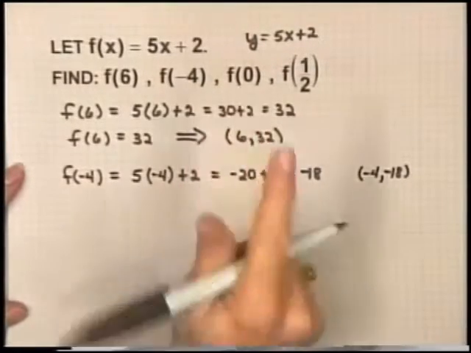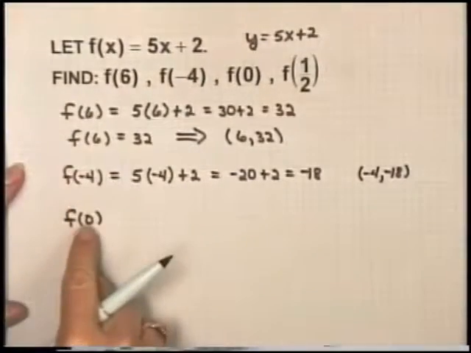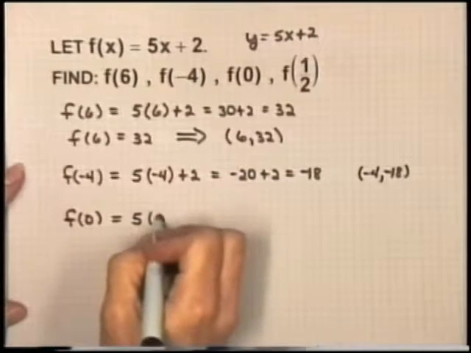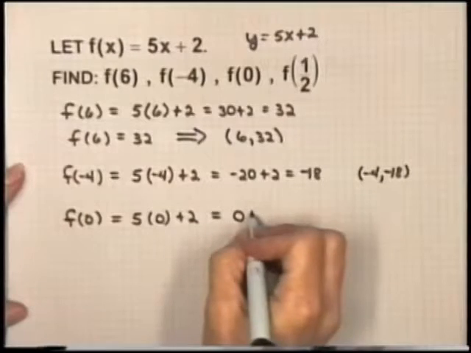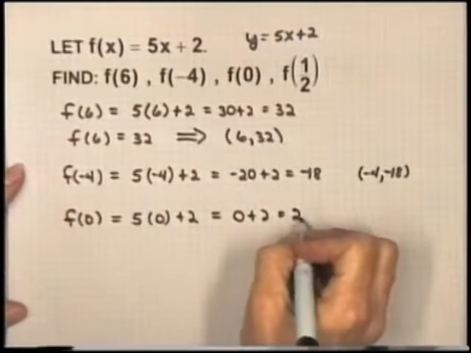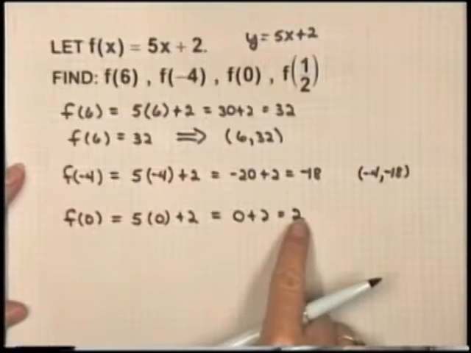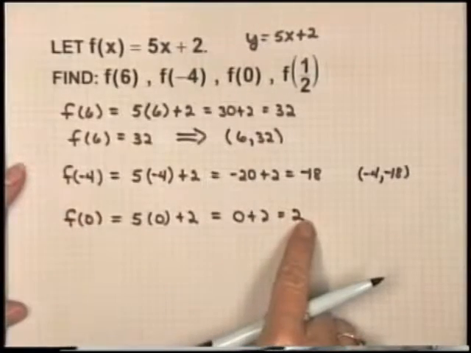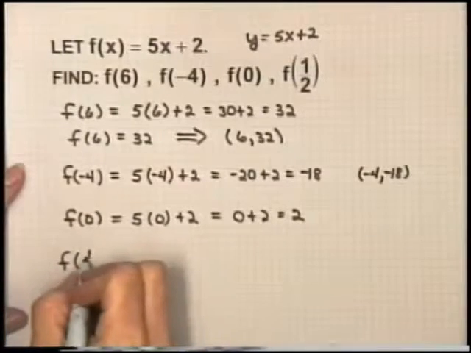We are then to find f of 0. f of 0 means that the x is being replaced by 0. We have 5 times 0 plus 2. Of course, 5 times 0 is 0. 0 plus 2 gives me 2. Saying that f of 0 equals 2 is equivalent to saying we have the ordered pair 0, 2. Whenever x is 0, y is 2. We are to find f of 1/2.